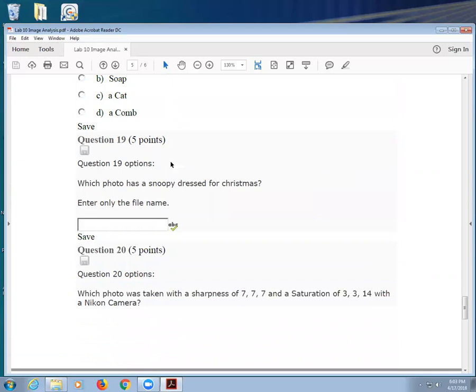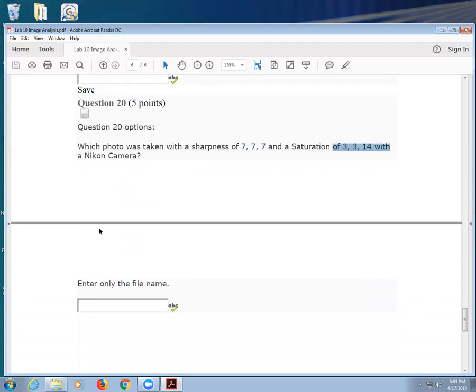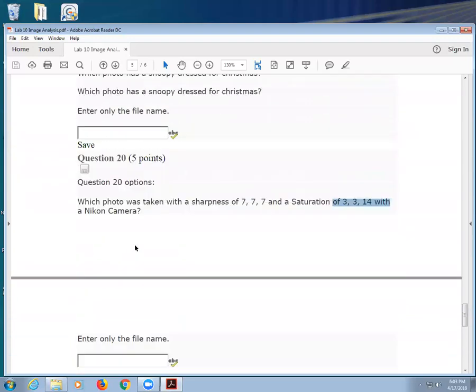I'm gonna look at it. I don't know. Which photo has a Snoopy dress for Christmas? And which photo was taken with the sharpness of that, the saturation of that, with a Nikon camera? So pretty straightforward. Any questions?